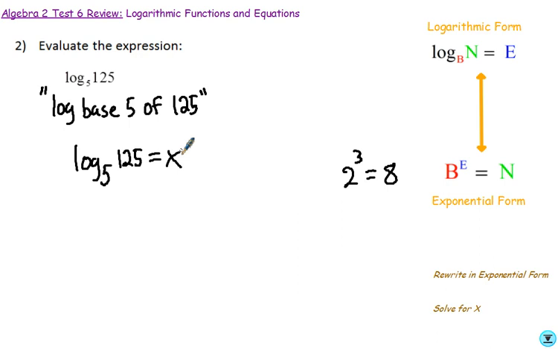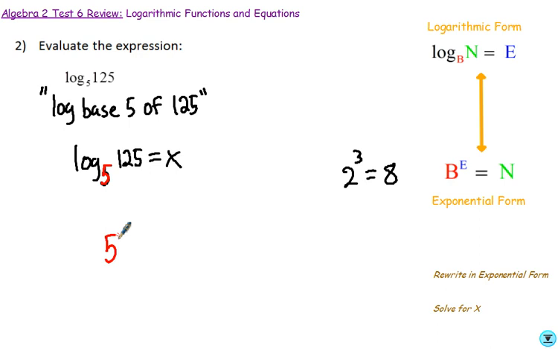And a little trick to remember this is bin and Benny. Bin is exponential form: base, exponent, number. Benny, B-N-E, is logarithmic form. Right now, log base 5 of 125 is written in logarithmic form. Benny, we want it to look like bin: base, exponent, number. Bin and Benny both start with B, meaning the base stays the same. So our base in this case is 5.